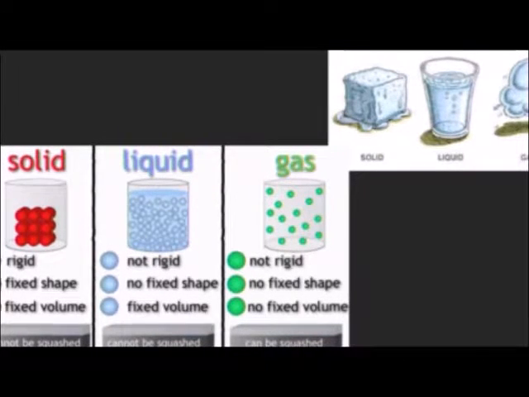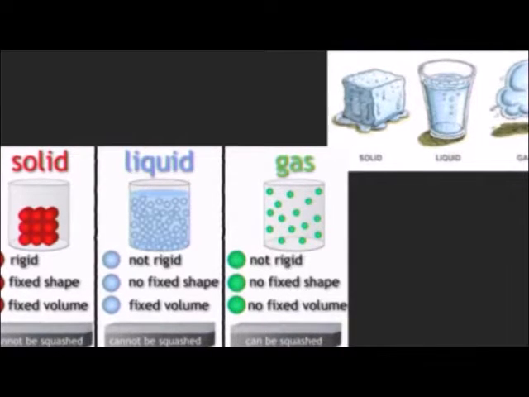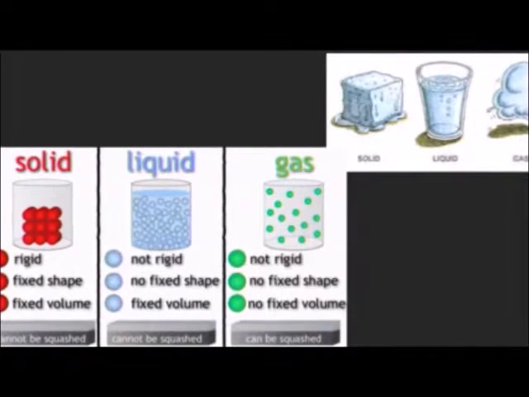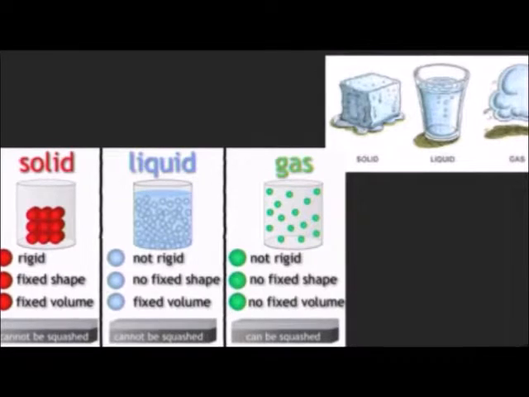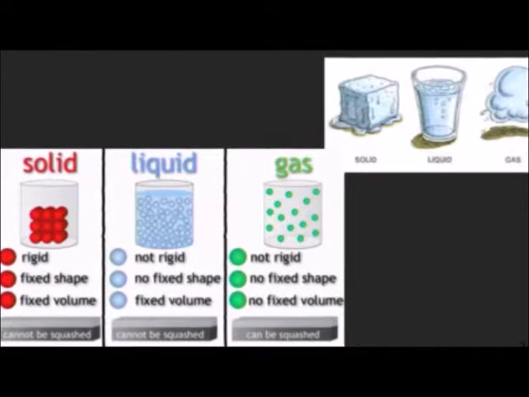A solid has a fixed shape that does not conform to a container shape. A liquid has a varying shape that does conform to a container shape. A gas also has a varying shape and conforms to the container shape.